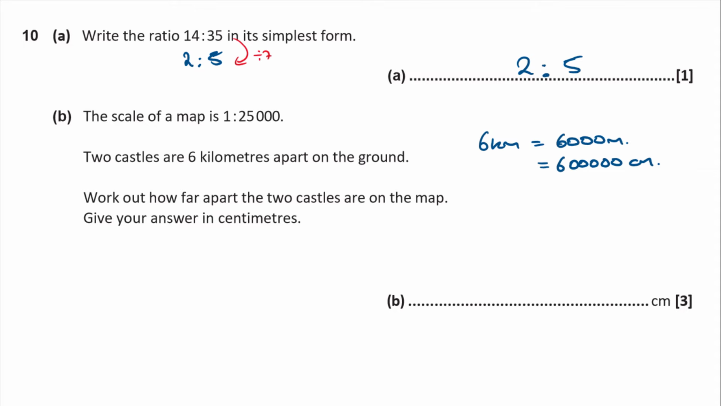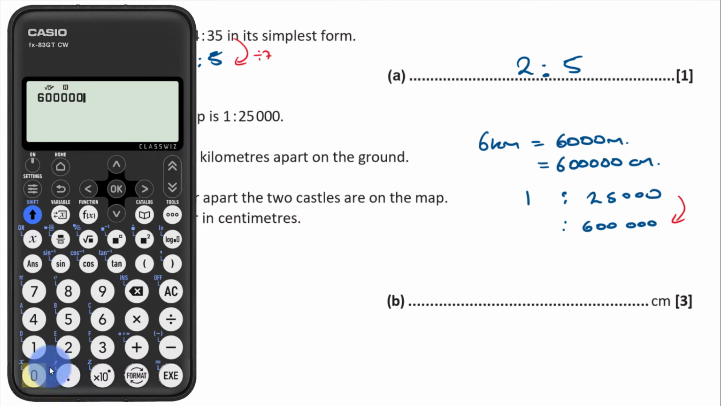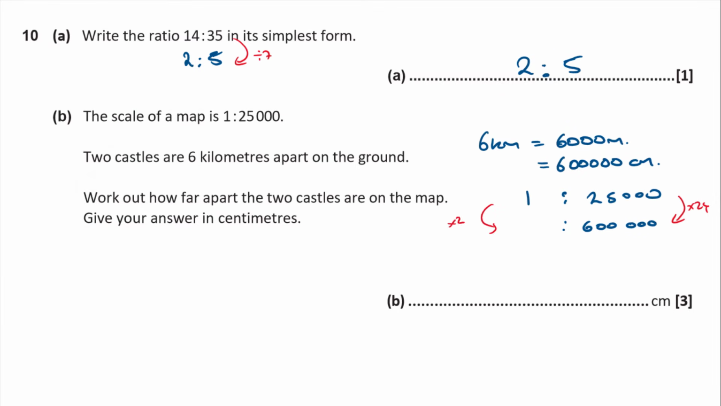So if I then want to know what the scale is of that on the map, I've got 1 to 25,000 is the scale. So if this one is 600,000, then in order to find it, how many times does 25,000 go into 600,000? I'm just going to do that as a division. So 600,000 divided by 25,000, that comes out to be 24. So I've scaled that up by a factor of 24 to go all the way up to 600,000. So if I do the same thing on this side, then I'm going to get 24 goes with 600,000. So that means they must be 24 centimeters apart on the map.